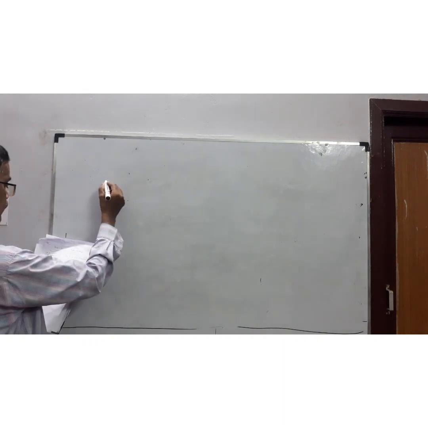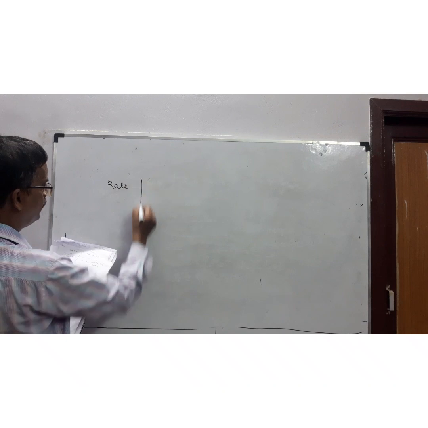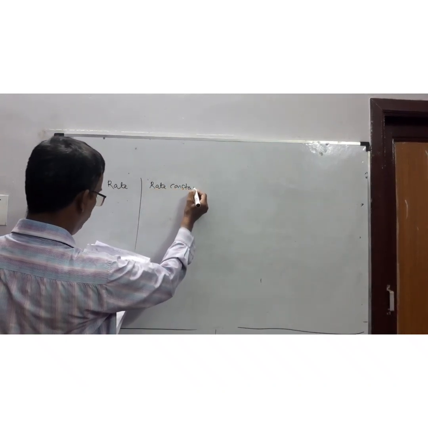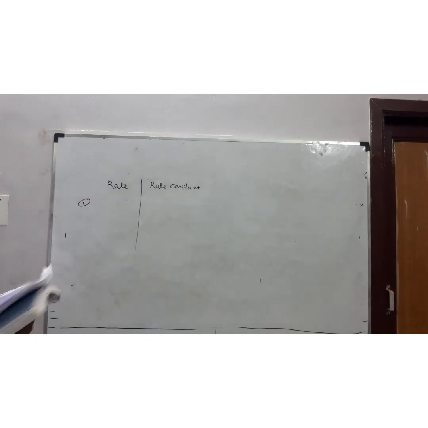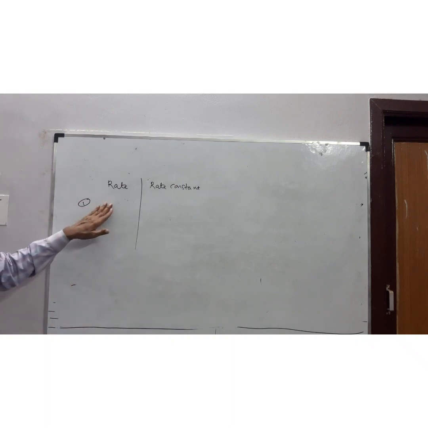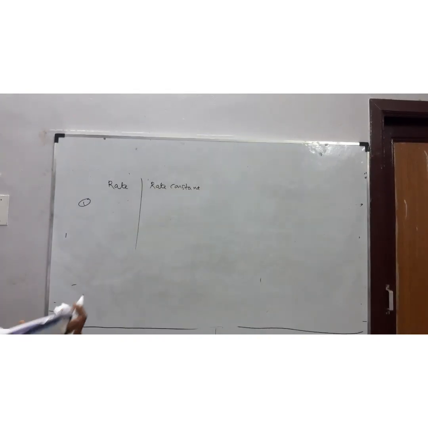Here two questions again, extra question. Difference between rate of the reaction and rate constant. Rate is it represents the speed of the reactants that are converted into products at any instant. Rate constant is a proportionality constant.